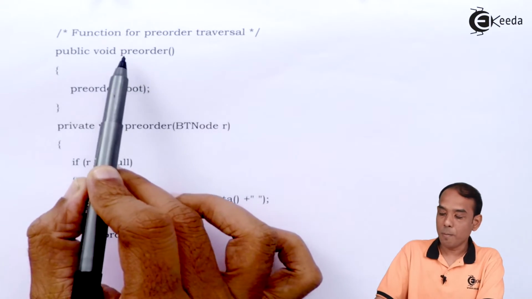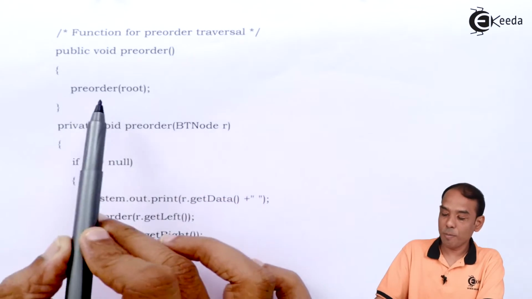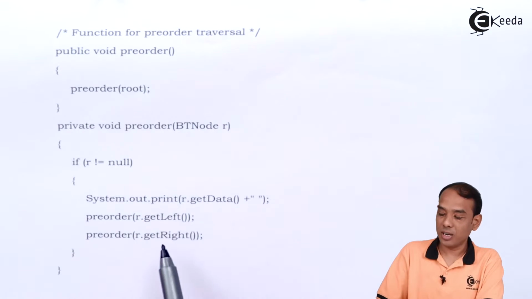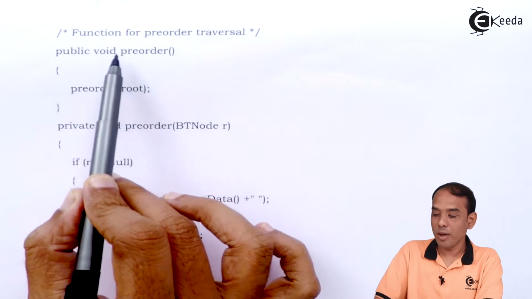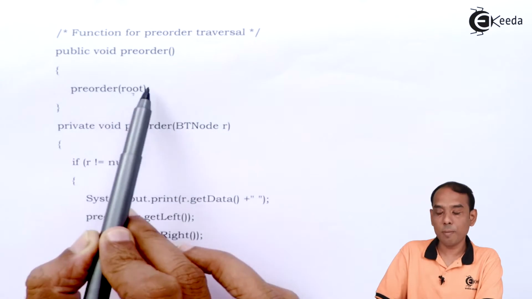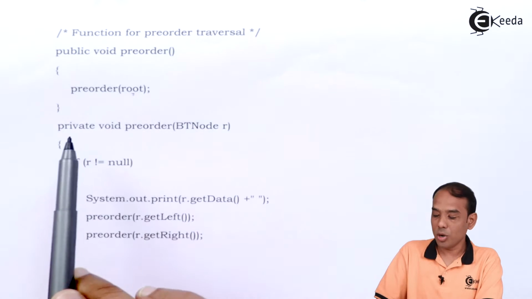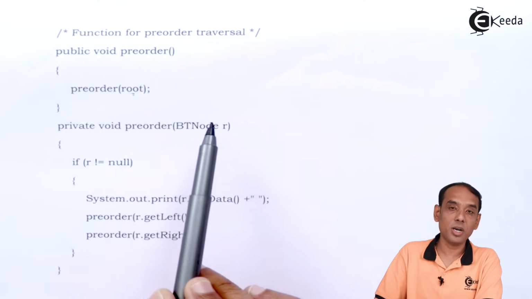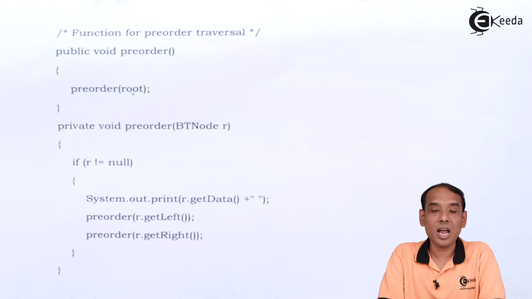Now we will look at pre-order. In case of pre-order, we are going to print the data first, then left, then right. Let's look at it. Public void preorder. Then we are going to call the function preorder recursively with the parameter root. Then we are going to call the function private void preorder, in which we pass the parameter that is the reference of class BTNode. We are going to take the variable r. r would stand for the root node, hence the name r.